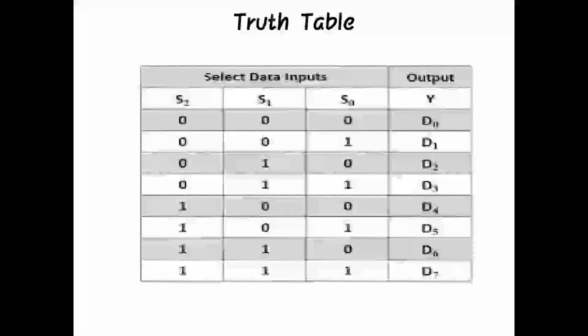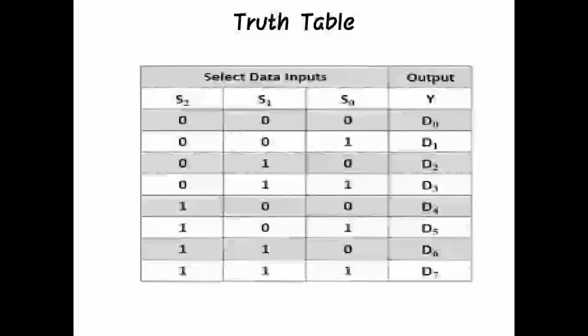So as you can see in the truth table, first is S0, S1, S2. If all are 0, the output will be D0. That is, input D0 is nothing but the input here. Next 0, 0, 1, D1. Next 0, 1, 0, D2. 0, 1, 1, D3. 1, 0, 0, D4. 1, 0, 1, D5. 1, 1, 0, D6. 1, 1, 1, D7. So this is the truth table of an 8:1 multiplexer.